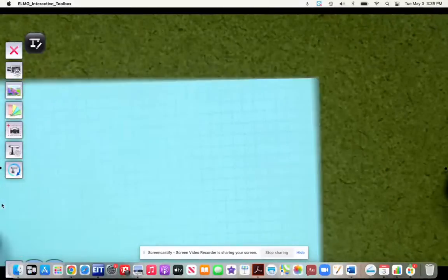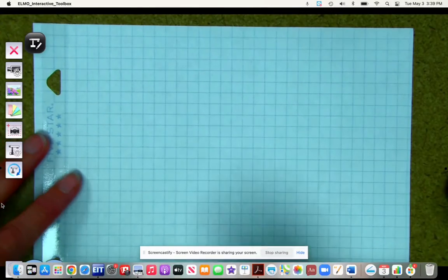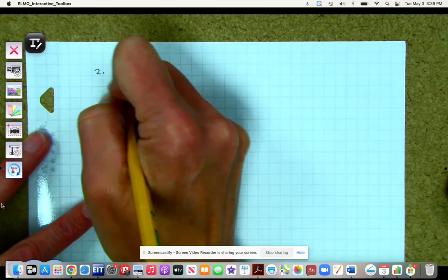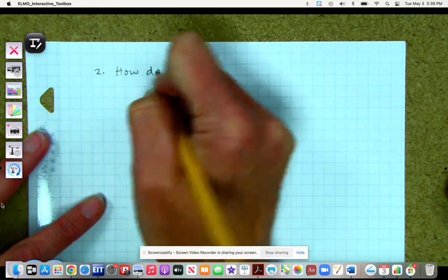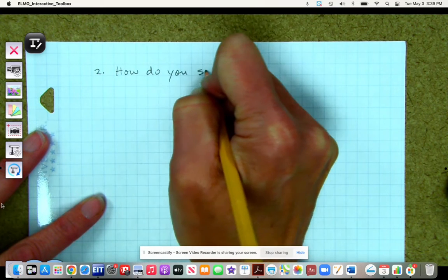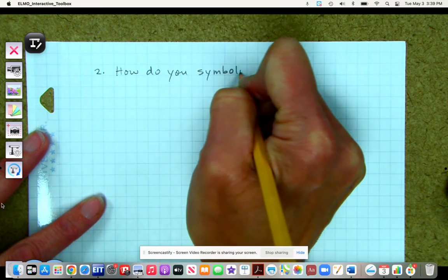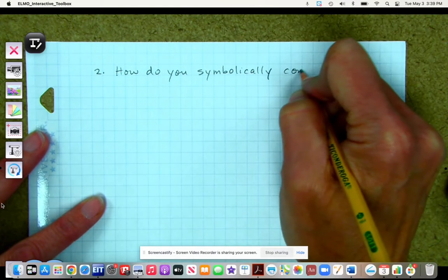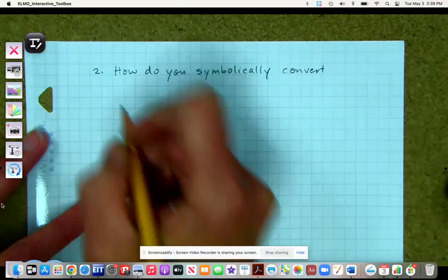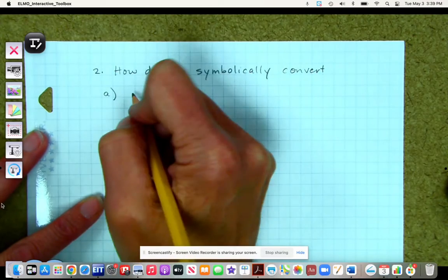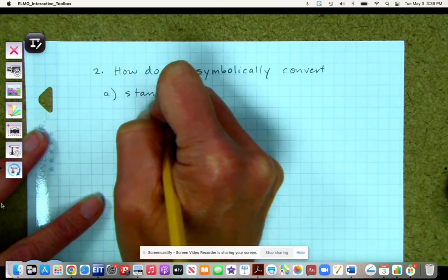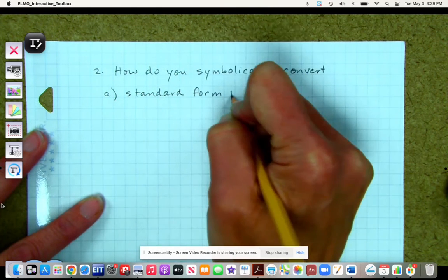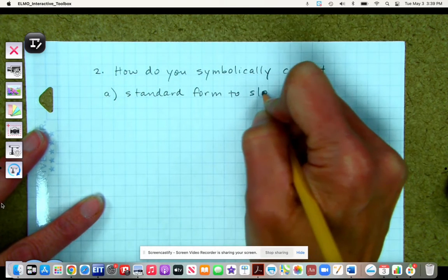All right, so the next big idea is, how do you symbolically convert? Let's first do standard form to slope-intercept form.